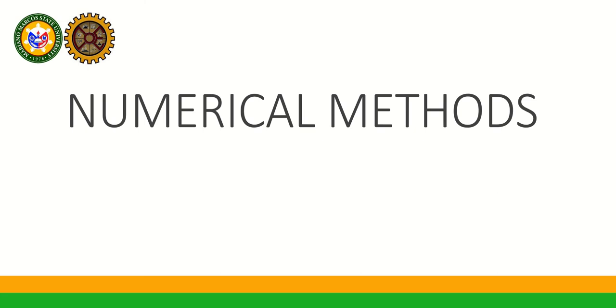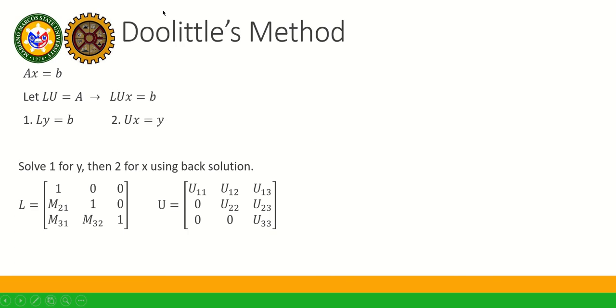Okay, so let's continue our discussion in numerical methods. We now proceed to Doolittle's method. We are given a system AX equal to B, and then let LU be equal to A. So, substitute natin si LU dito sa ating equation sa taas. So, magiging LUX equal to B.